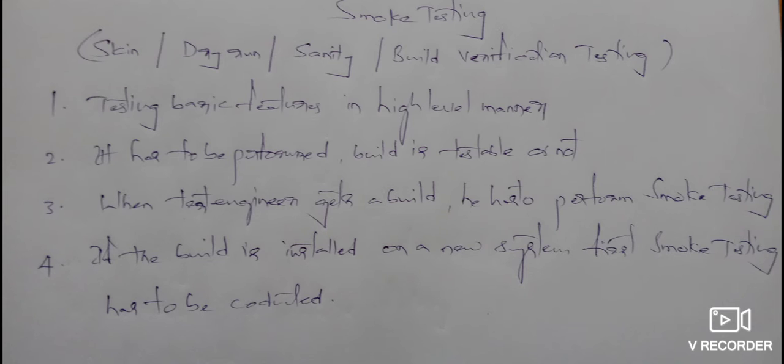Is that a testable component or not? That is the first reason. And the second reason is to find blocker defects. Blocker defects have to be identified at earlier phases of the development lifecycle. First, let us know what a blocker defect is. A blocker defect is nothing but a defect which doesn't let us perform further testing. And to find that blocker defect, first of all, smoke testing has to be conducted.